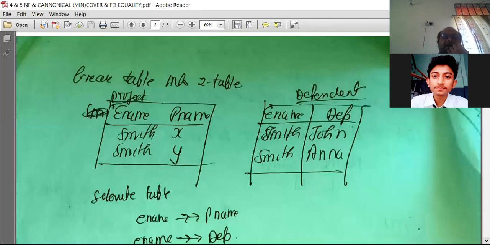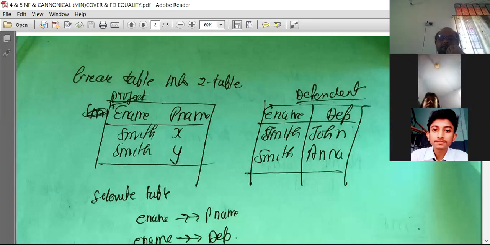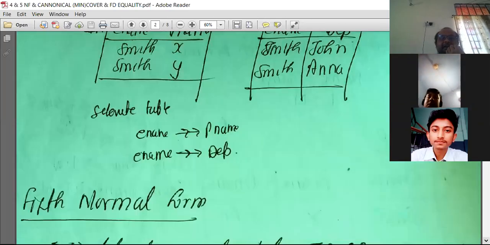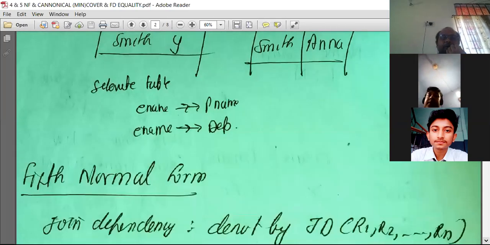So I have divided that table into two tables: E name, P name in one table, and E name, department name, dependent name in another table. Now the redundancy has been removed, and these two tables are now in 4NF. For multi-value dependency, we denote it by the sign of a double arrow, that means one arrow and a second arrow.